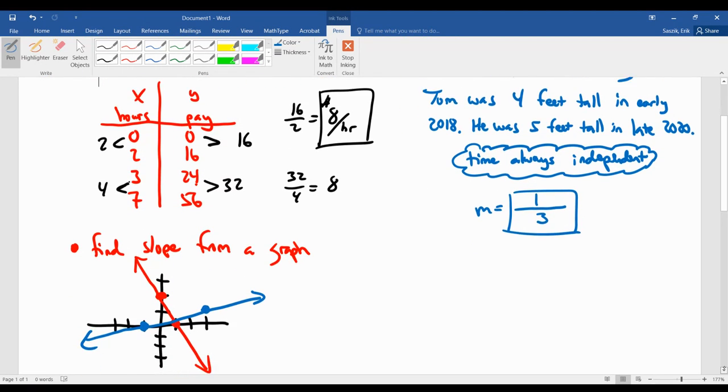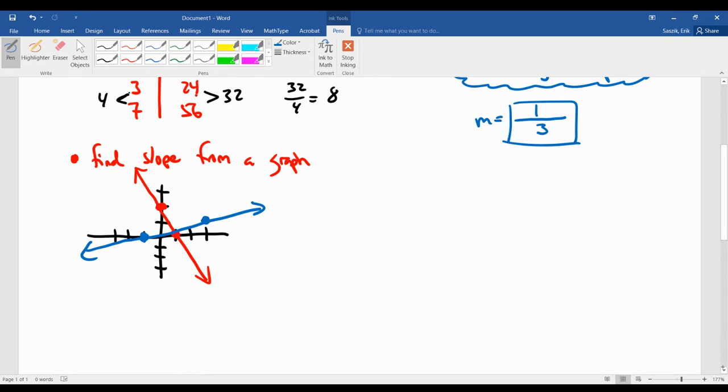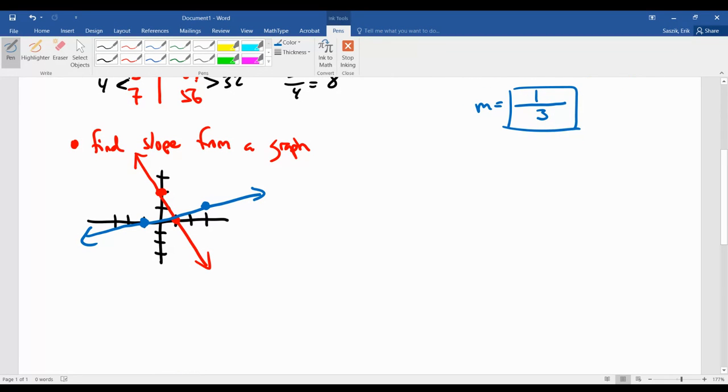Okay, this next one's a big deal. Okay, slope from a graph. Let's do the blue one first. Always start with the point furthest to the left. Okay? So let's do the blue slope. That means I have to start with this point that's furthest to the left.